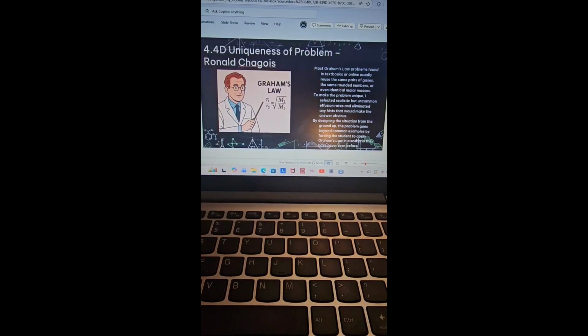4.4D, uniqueness of the problem. Most Graham's law problems found in textbooks or online usually reuse the same pair of gases, the same rounded numbers, or even identical molar masses. To make the problem unique, I selected realistic but uncommon diffusion rates and eliminated any hints that would make the answer obvious. By designing the situation from the ground up, the problem goes beyond common examples by forcing students to apply Graham's law to scenarios that they've never seen before.